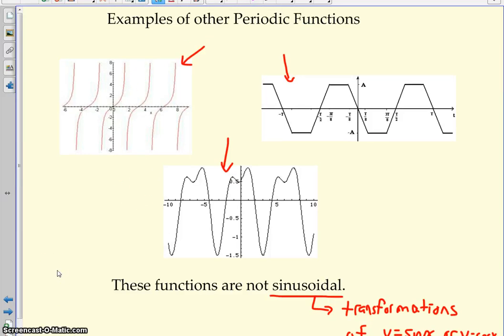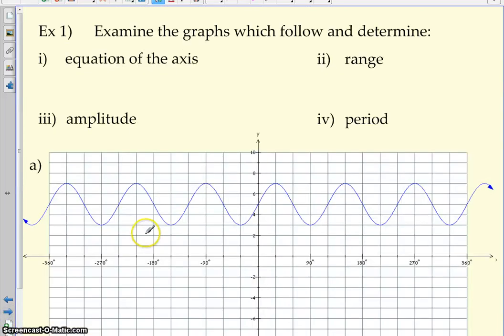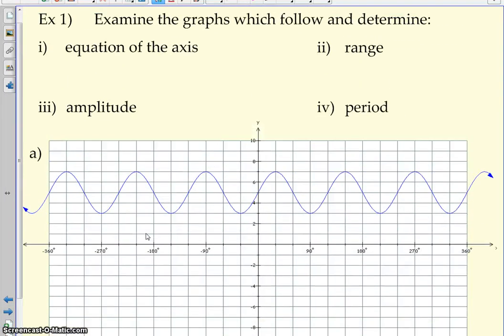Okay, so what I want to look at now is just a couple of examples of graphs and just have us find all those main features. So the equation of the axis, the amplitude, the period, and we're also going to bring back the whole idea of range from Unit 1. So let's look at this first one together. This graph, you can see, has a very similar shape to what we saw looking at sine x or cosine x. This one is actually sinusoidal as well as periodic.